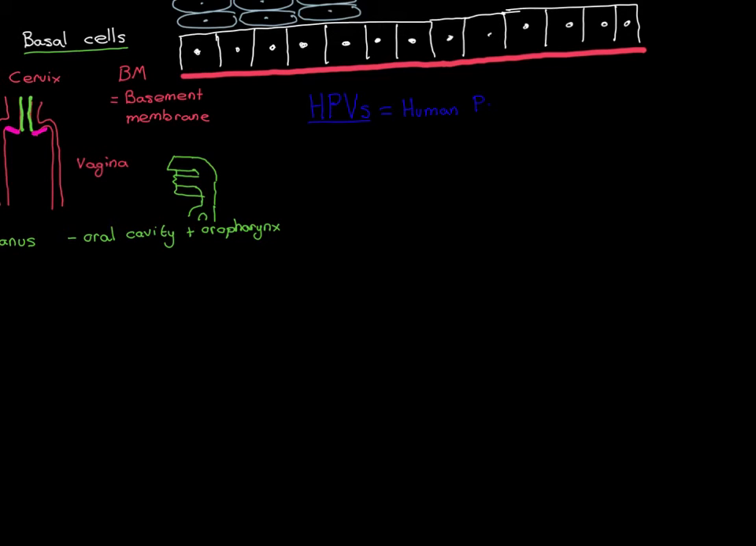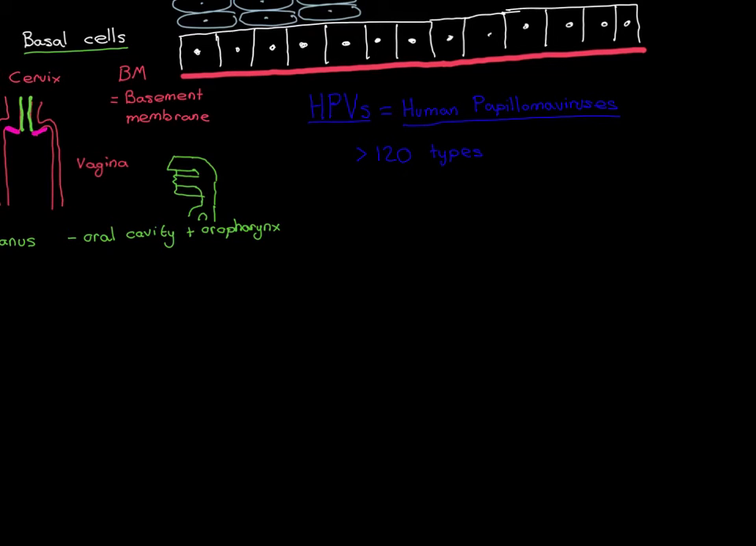So HPV stands for human papillomaviruses. And as I say, my first message is that there is not just one human papillomavirus. There are loads of different types. In fact, as it stands currently, we know of over 120 different types. So there are greater than 120 types of human papillomaviruses.